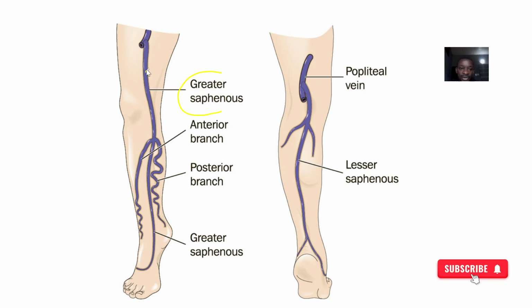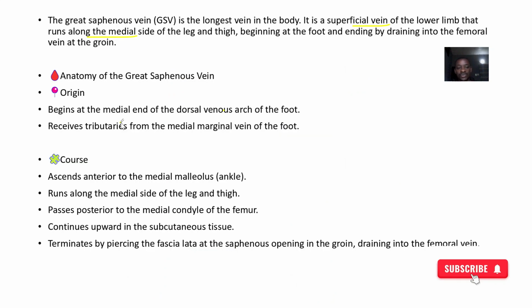That's if you are going up like this, right? Can you see how the great saphenous vein came and inserts here? That becomes the femoral vein. I don't know if you understand. So it begins at the medial side of the dorsal venous arch of the foot, and receives tributaries from the medial marginal vein of the foot.